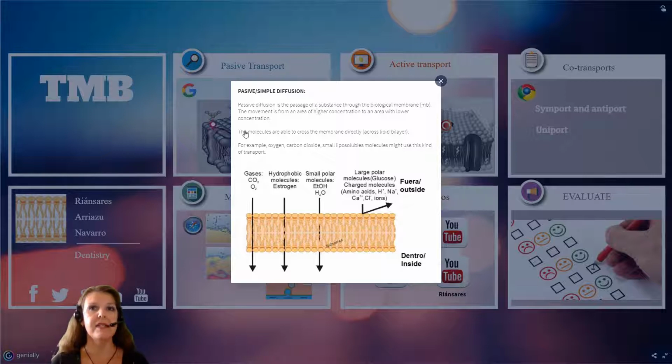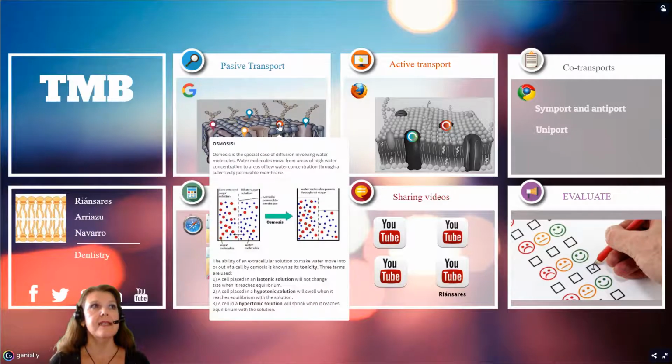They are very small molecules, because as you can see here in our picture, only small molecules and hydrophobic molecules can cross the lipid bilayer, but large polar molecules are not allowed to do that. Okay? Another important concept here is the osmosis. Osmosis is when we transport water across the lipid bilayer, across the membrane.